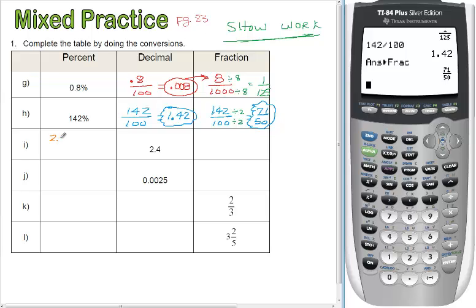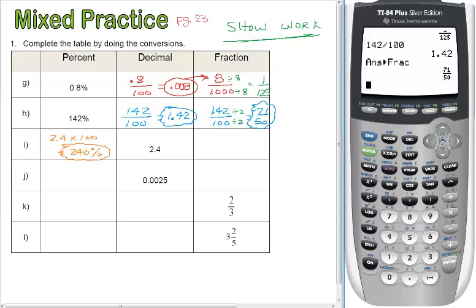So this one is going to be 2.4 times 100. When it's greater than 1, it's going to change to over 100%. Remember, 1 times 100 is 100%. 2 times 100 will be 200%. So 2.4 will be 240%. All right, so that one is 240%.